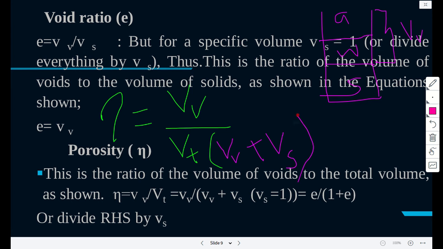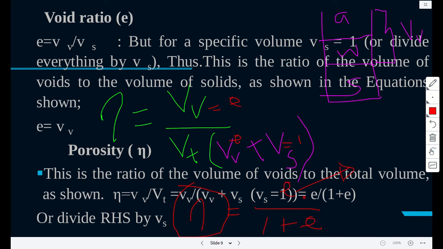This is 1, and this is e from what we already proved, and this is e. So therefore n is actually e over 1 plus e. And the reason I was saying this: the void ratio you can measure in the lab with some effort, but porosity is quite difficult to measure. So if your equipment can only measure void ratio, then you can avoid the hassle of measuring porosity. Okay.